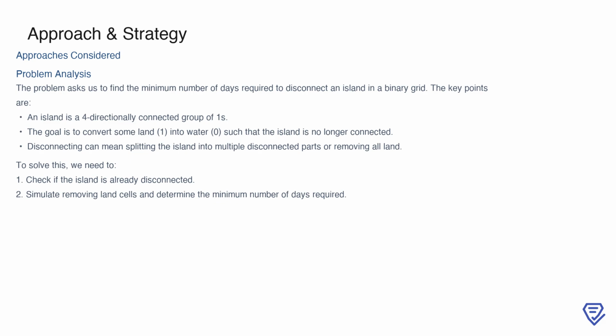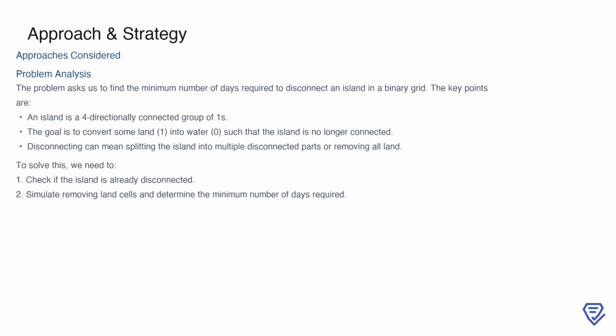To solve this problem, we first need to understand its core requirements. The goal is to determine the minimum number of days required to disconnect an island within a binary grid. Here, an island is defined as a group of ones that are connected in 4 directions, and to disconnect it means splitting it into multiple disjoint parts or eliminating all land entirely.